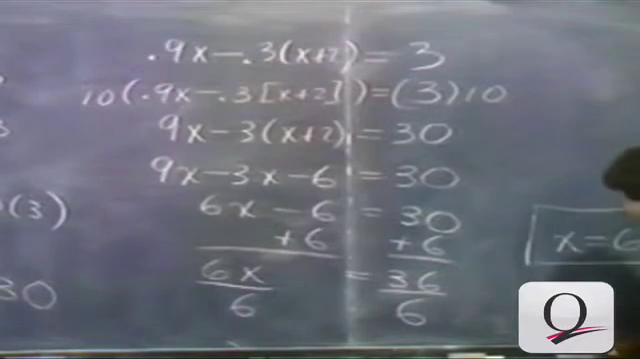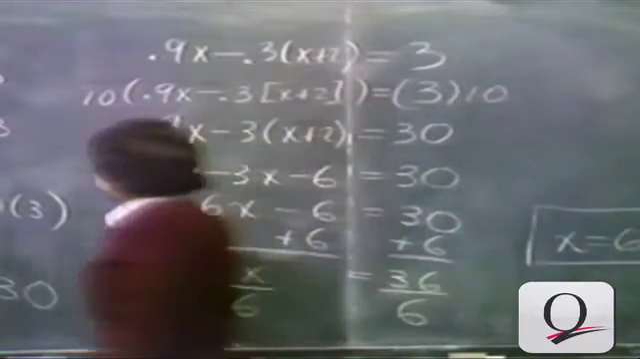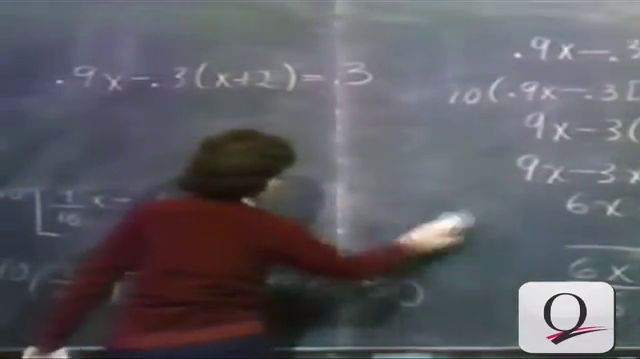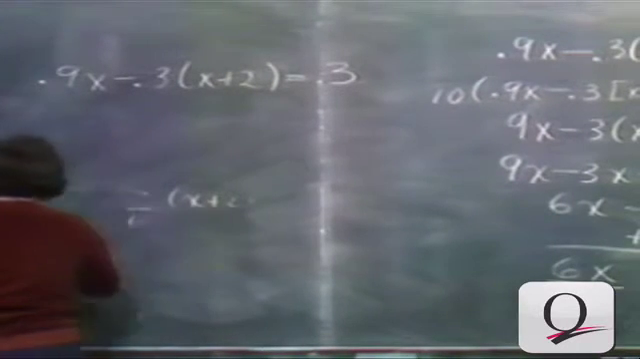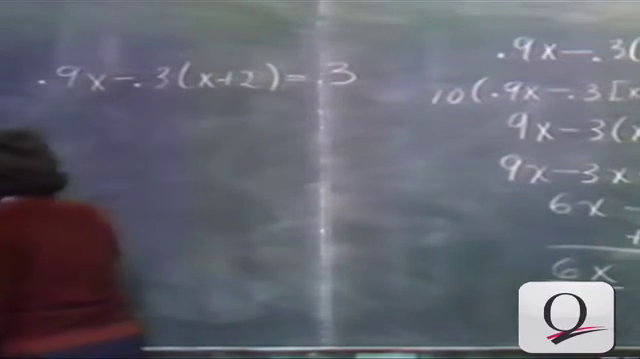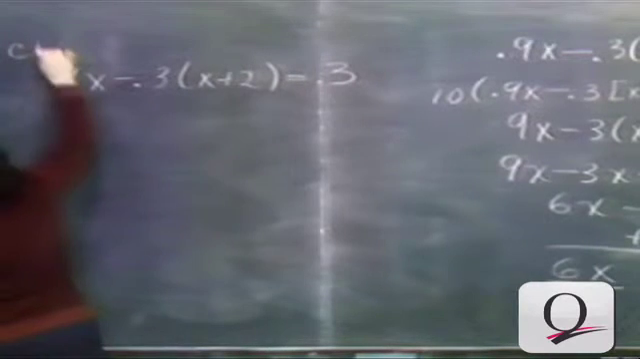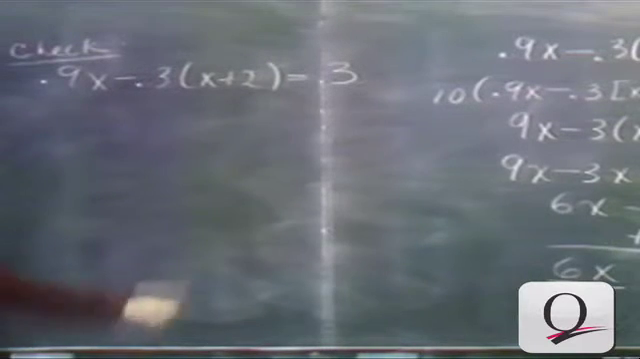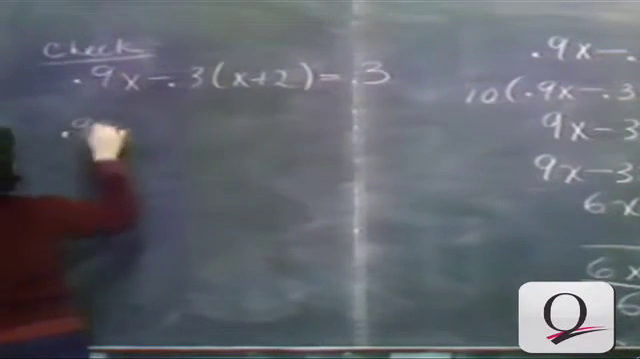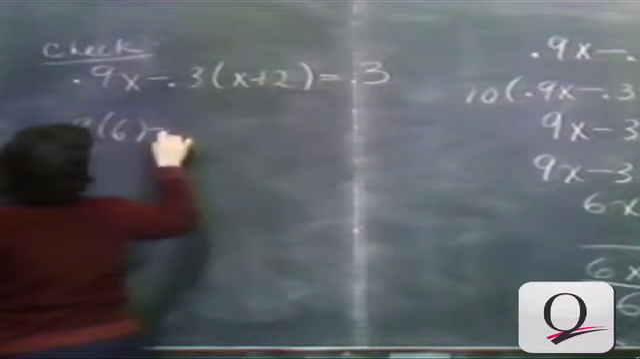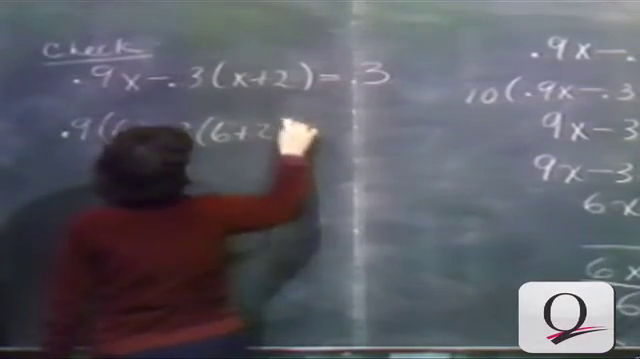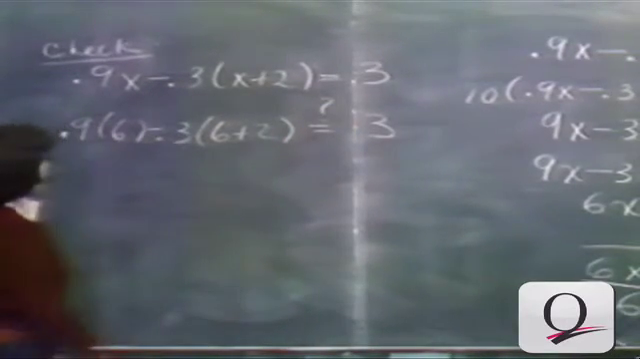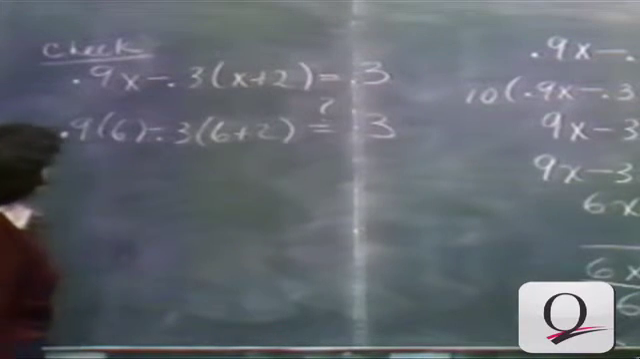Okay, let's also check this answer. To check it, we'll go back to the original equation and substitute in the value x equals 6 and hope that we get a true statement. Substituting in x equals 6, we get 0.9 times 6, take away 0.3 times (6 plus 2), which should be equal to 3. We're working with the left side and hope that it comes out to be 3.